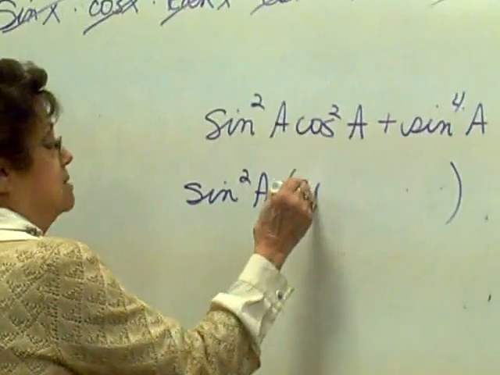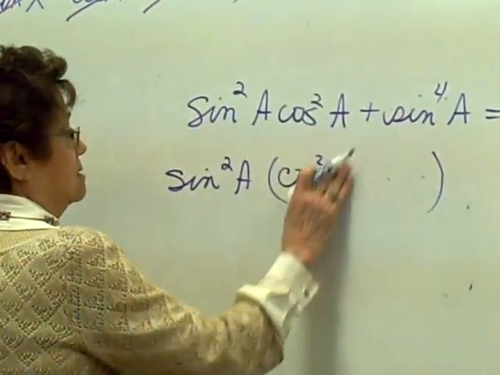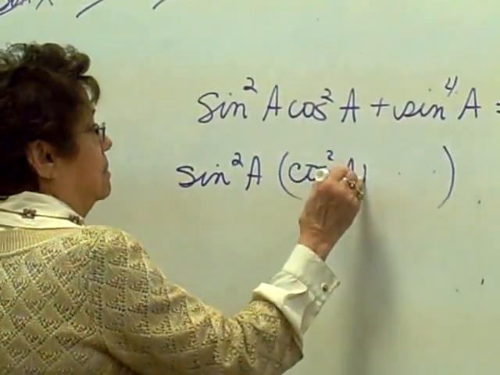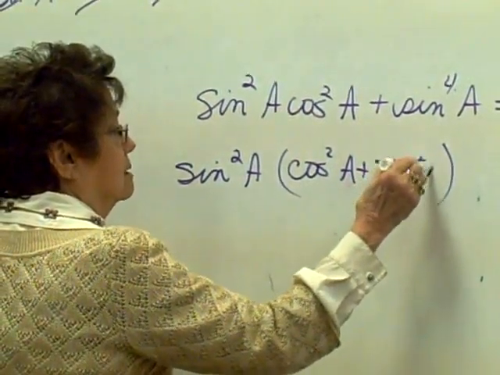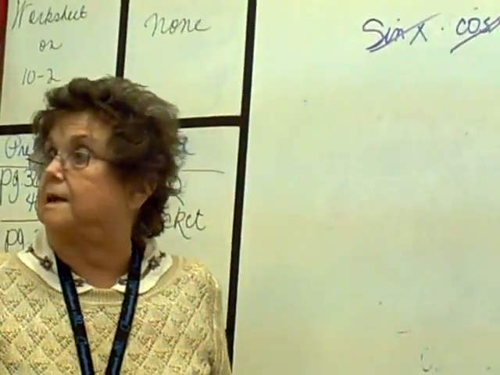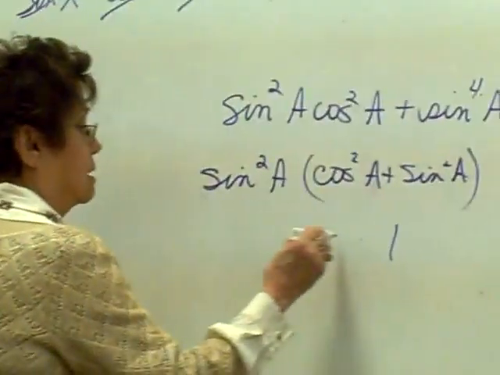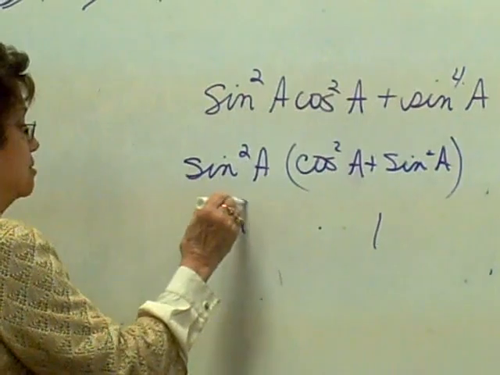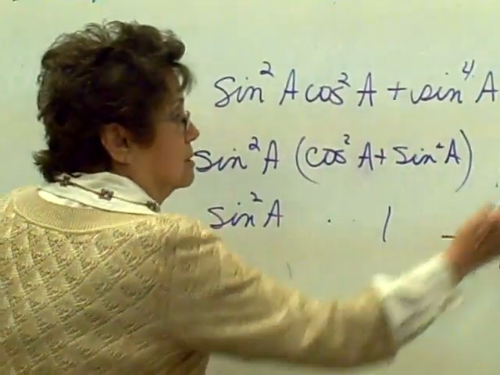And that would give you cosine squared theta plus sine squared theta, right? Now use an identity. That's like Danny said, that's 1. Does it equal 1? So what do you have for an answer? Sine squared A. Right, it worked.